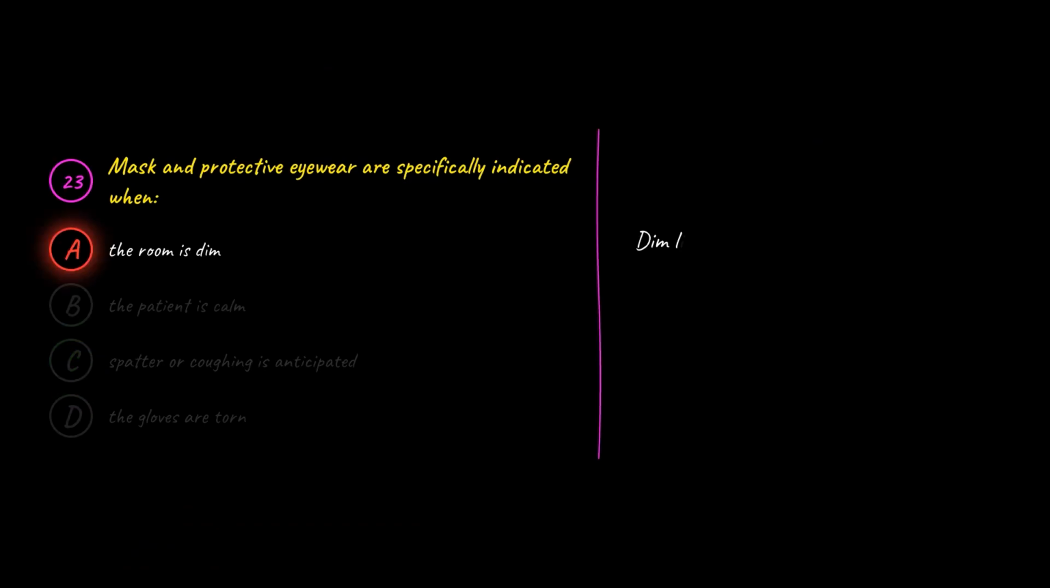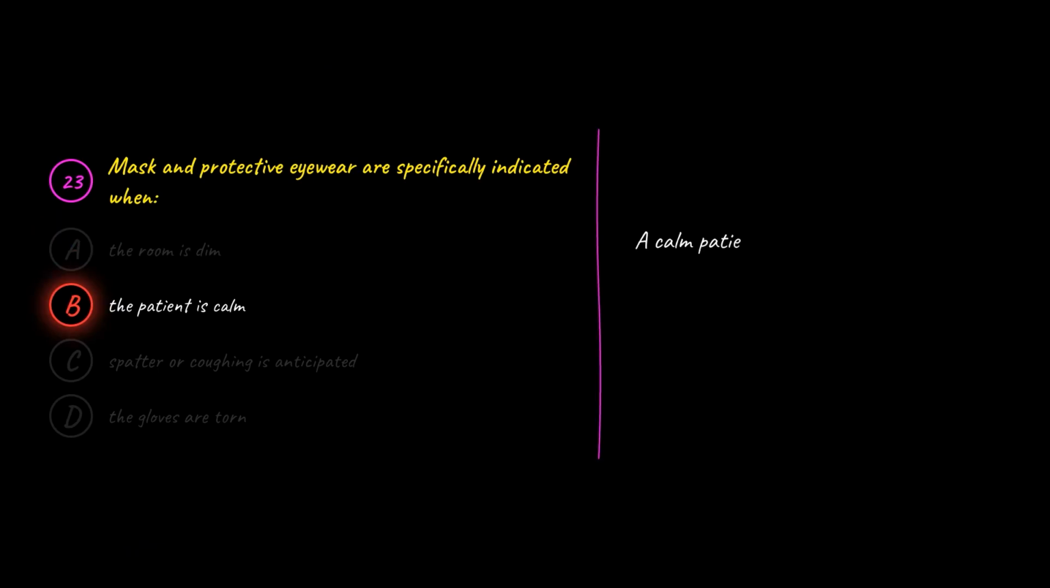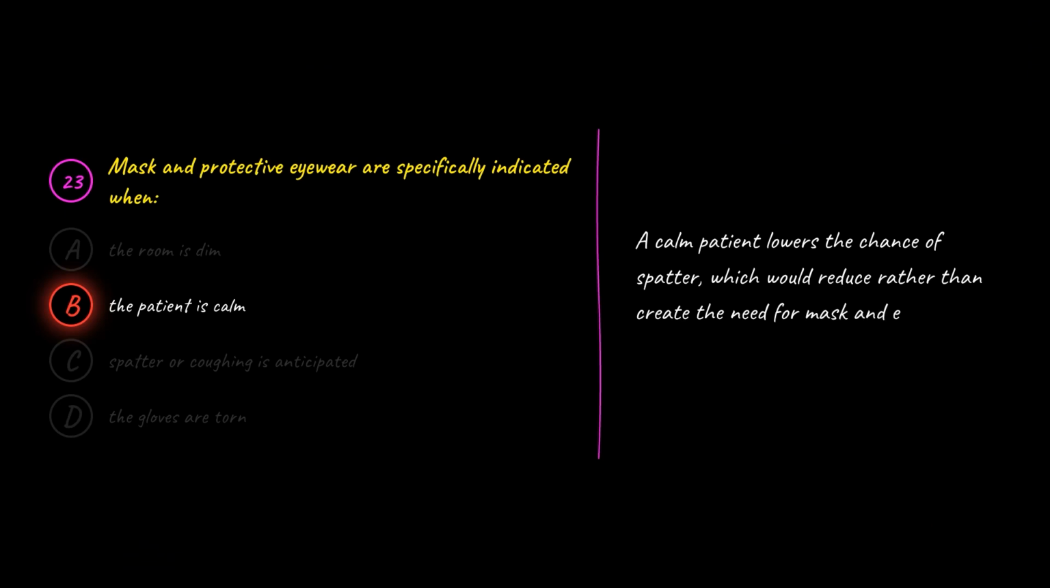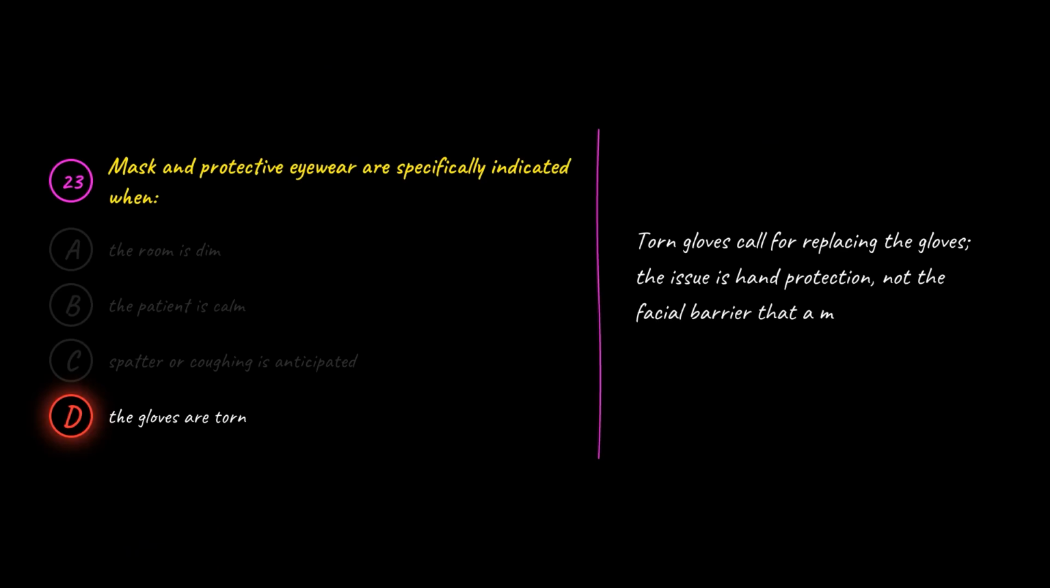A is wrong because dim lighting is addressed by adjusting the lights, not by facial protection, so it is not what triggers the use of a mask and eyewear. B is wrong because a calm patient lowers the chance of spatter, which would reduce rather than create the need for mask and eyewear. So this reverses the indication. D is wrong because torn gloves call for replacing the gloves. The issue is hand protection, not the facial barrier that a mask and protective eyewear provide.